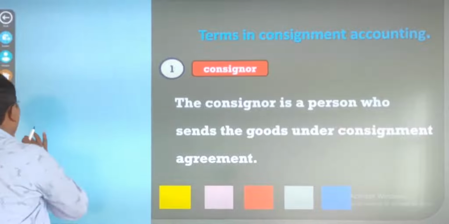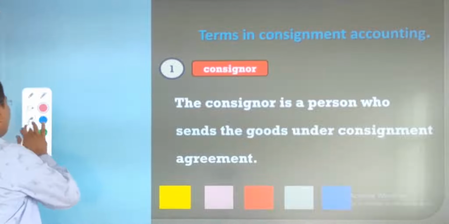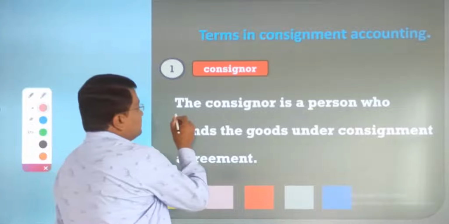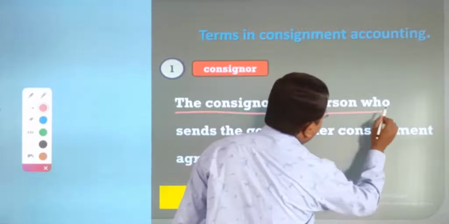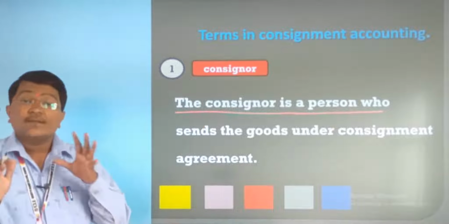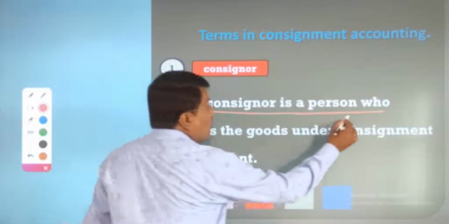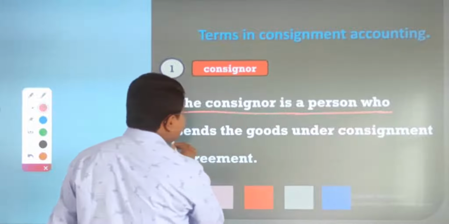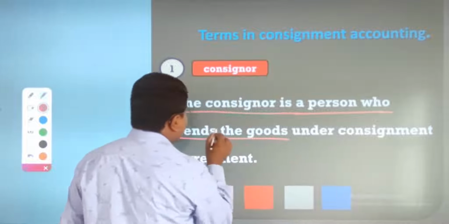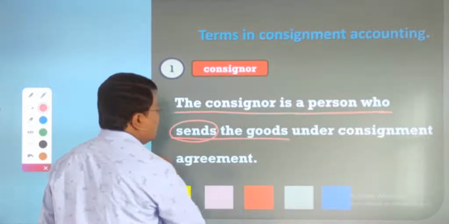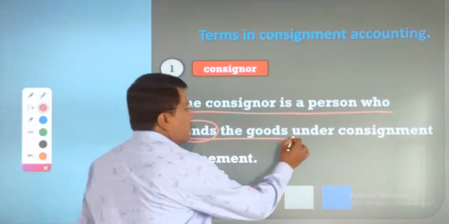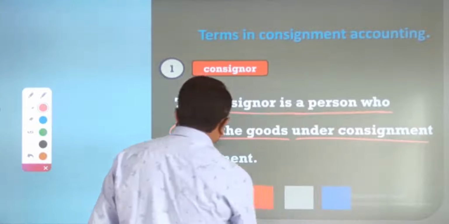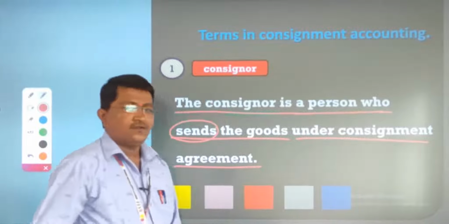Please give a glance for the meaning. The consignor is a person. Consignor is a person who sends the goods. Yes, this is very important. Who sends the goods? Who sends the goods under consignment agreement.